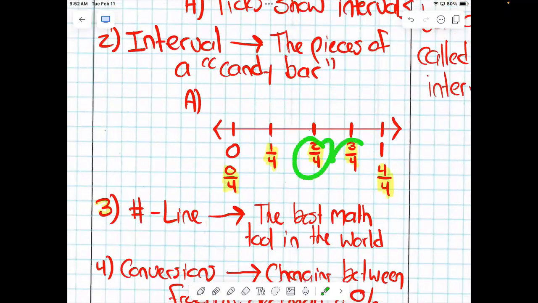And that's actually the denominator for our fractions too, right? Yes. Is 0 over 4 the same as 0? Yes. Is 4 over 4 the same as 1? Yes.